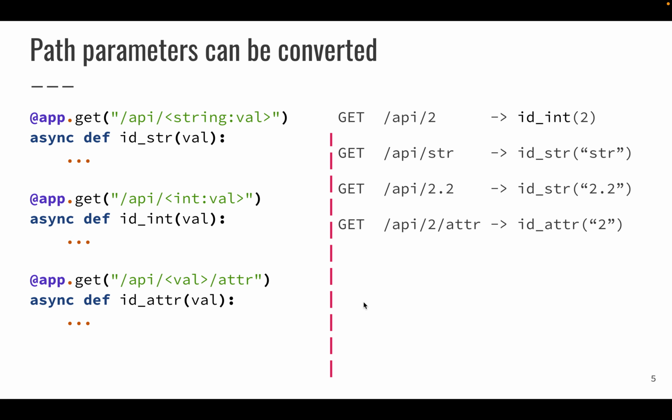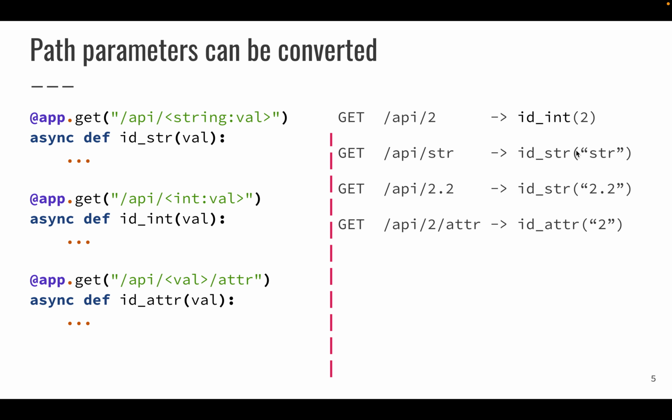So I'll go through the examples, which I hope will make this clear. So a request that is GET /api/2, well, 2 can be converted into an integer, so it should call id_int with a value of 2. Next request, GET /api/str, well, that can't be converted into an integer. So we should call id_str with a value that is the string as a string.